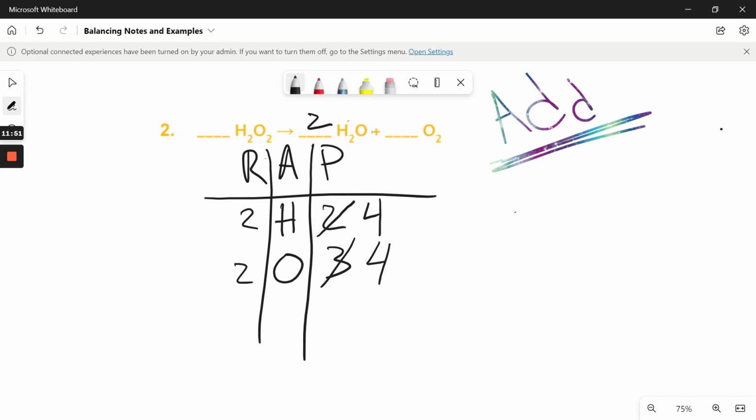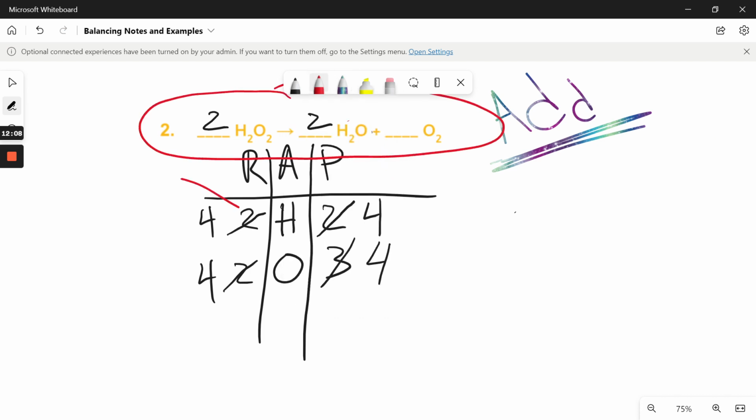But now here's the nice and easy thing. I can put a 2 in front of my H2O2. 2 times 2 gives me 4 hydrogen, and 2 times 2 gives me 4 oxygen. And there is my answer. Remember, the actual answer is this part up here, not the wrap table. Okay, and of course, as usual, you can put a 1 in that blank or just leave it blank. It doesn't really matter. All right, one last example.